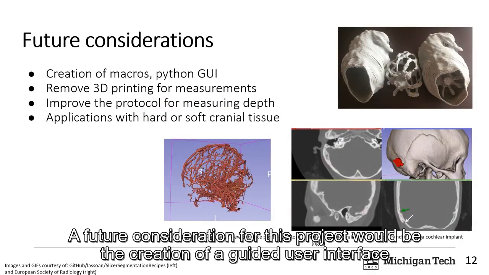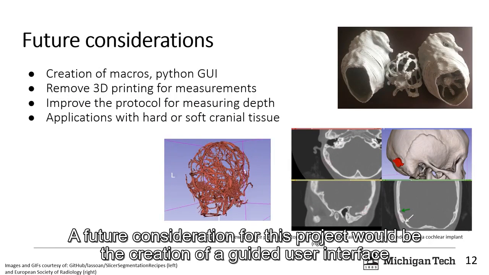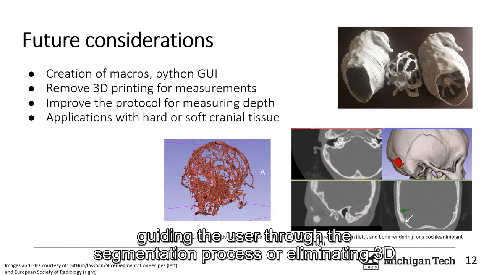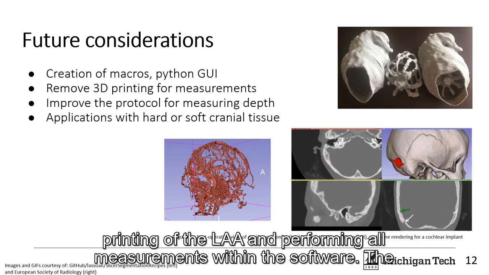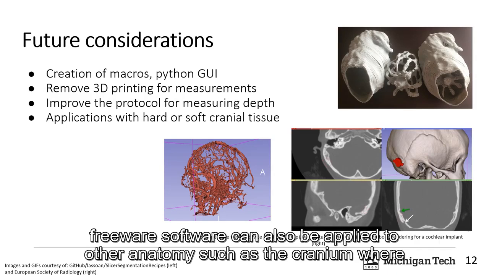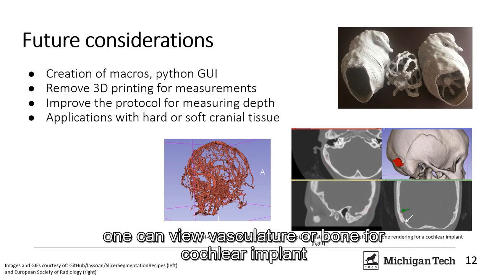A future consideration for this project would be the creation of a guided user interface guiding the user through the segmentation process, or eliminating 3D printing of the LAA and performing all measurements within the software. The freeware software can also be applied to other anatomies, such as the cranium, where one can view vasculature or bone for a cochlear implant.